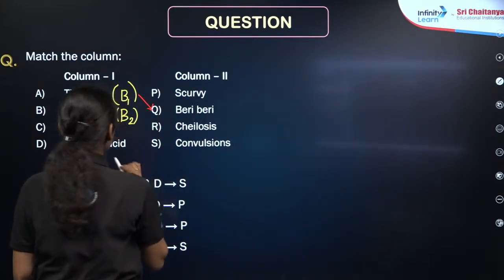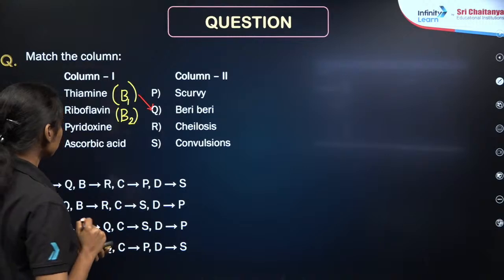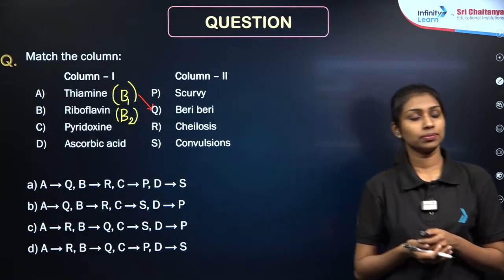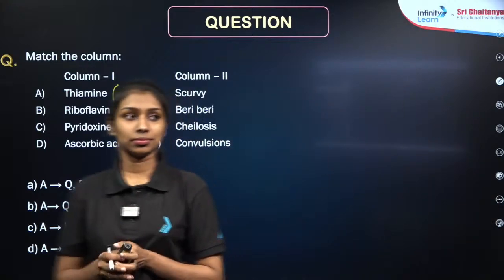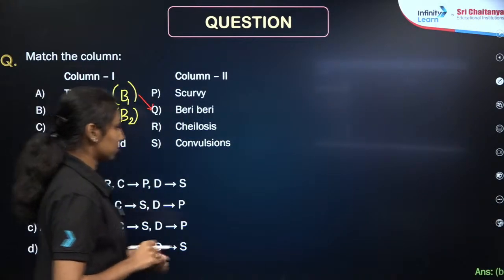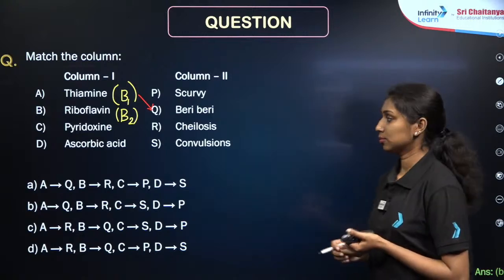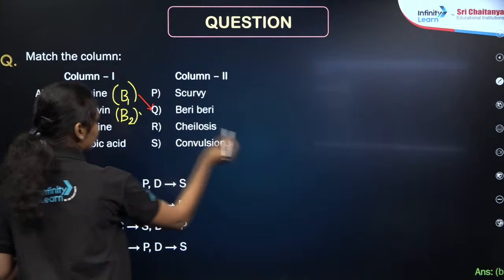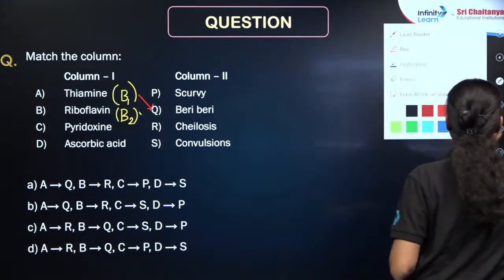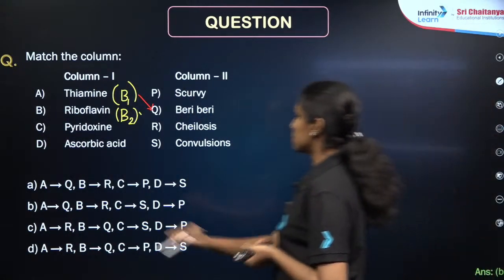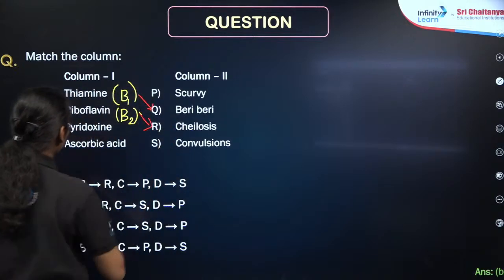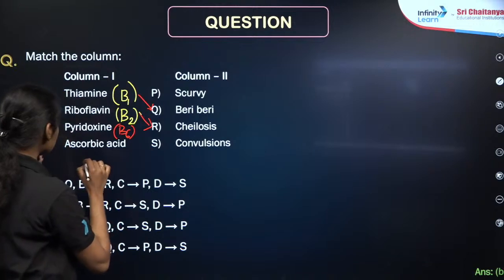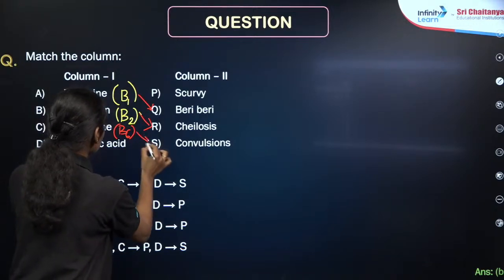What will be the deficiency disease? Cheilosis, right? Cheilosis is the deficiency disease for vitamin B2. So, B for R. Then pyridoxine. Pyridoxine is vitamin B6, right? Vitamin B6 has the deficiency disease of convulsions.